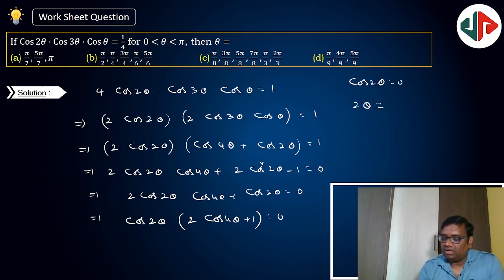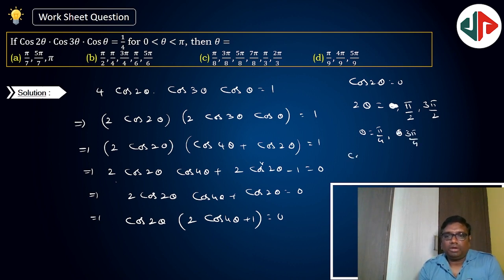Now cos 2 theta is equal to 0. Then 2 theta is equal to, when will it become 0? 0. Next one, when will it become 0? Pi by 2. So theta is equal to pi by 4, one value. When 2 theta is equal to 3 pi by 2, it is also 0 only. Then theta is equal to 3 pi by 4.